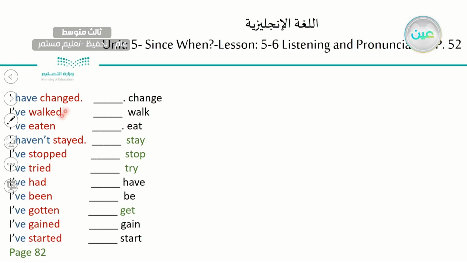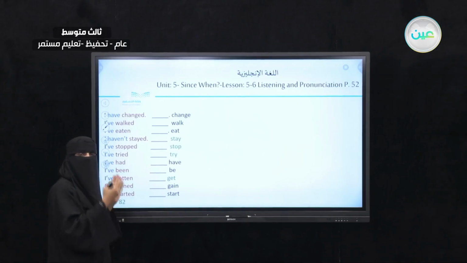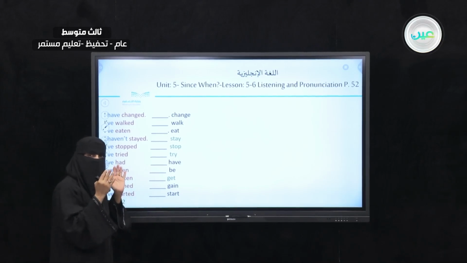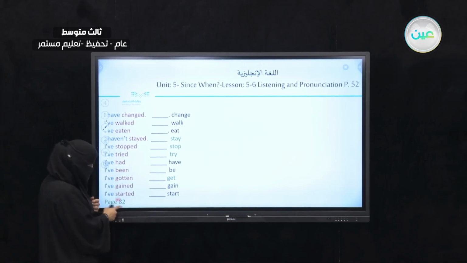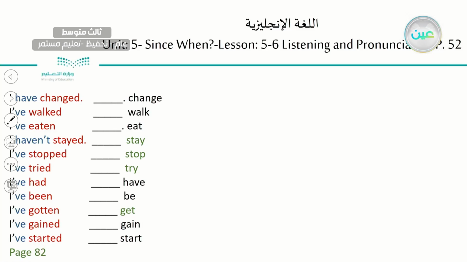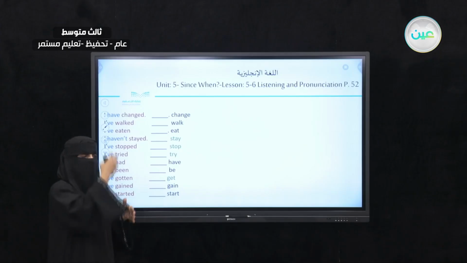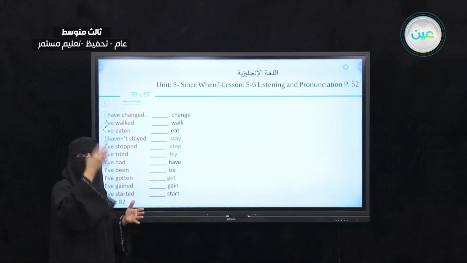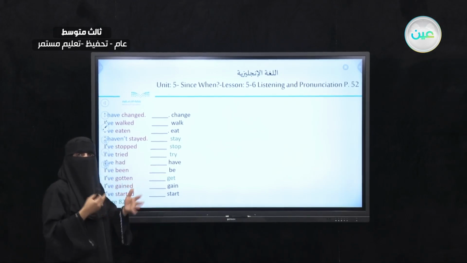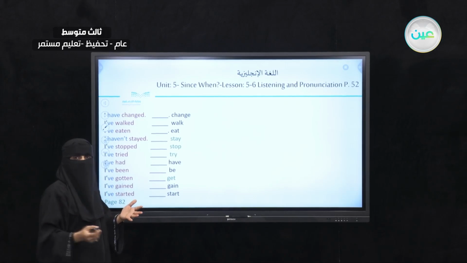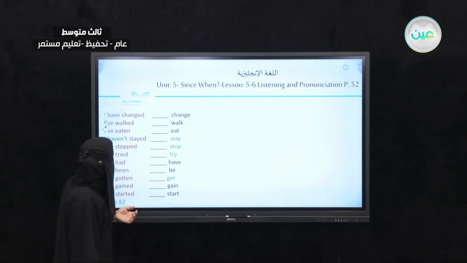To be more familiar with the past form, the third form of the verb, you can look at your book, page 82. You can see all the list in front of you, all the verbs with the present, past, and third form of the verb. This is very helpful to look at. Have a look at it. Be familiar with how we change forms of the verbs, okay?